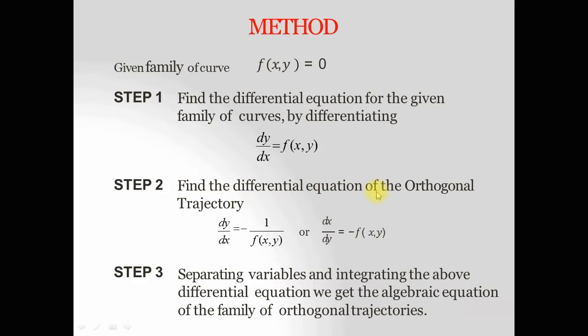To find the differential equation of the orthogonal curve, we take the negative reciprocal of this slope, and we obtain the differential equation of the required orthogonal curve. After separating variables and applying integration, you will get the required algebraic equation of the second orthogonal family of curves.